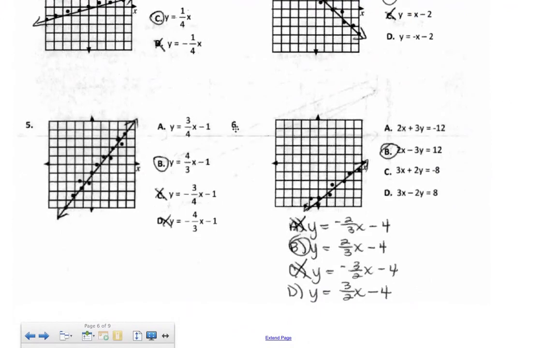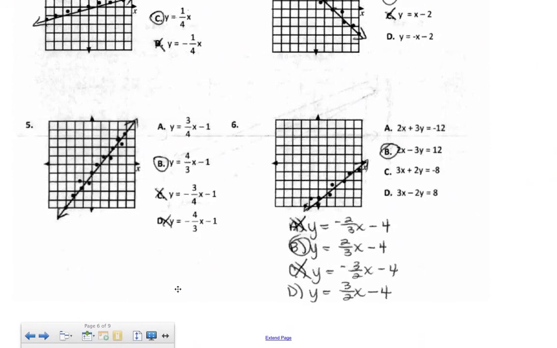Hopefully you noticed for number 6 there was some more work that needed to be done because all of the equations were given to you in standard form. So what I think is the easiest to do is convert them right off the bat to slope-intercept form and then use what you know to figure out which one matches this line that's given.